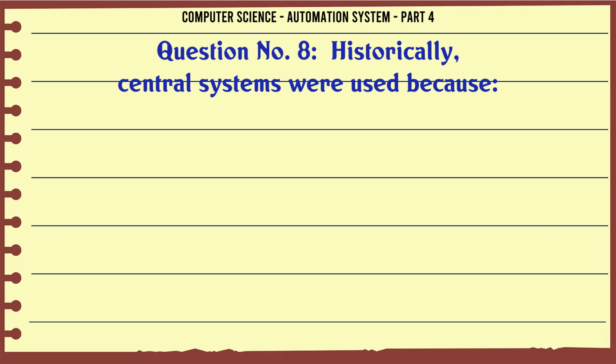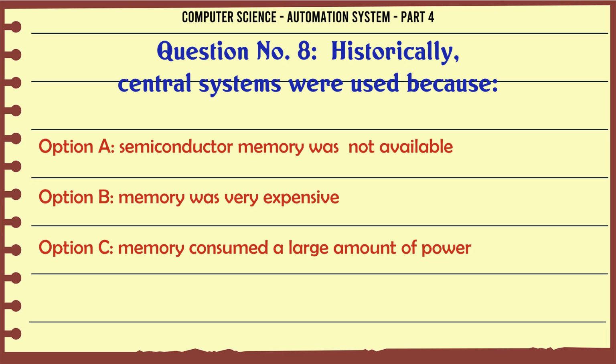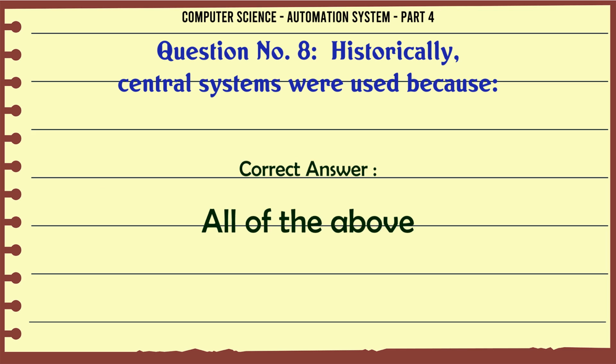Historically, central systems were used because A. Semiconductor memory was not available. B. Memory was very expensive. C. Memory consumed a large amount of power. D. All of the above. The correct answer is all of the above.